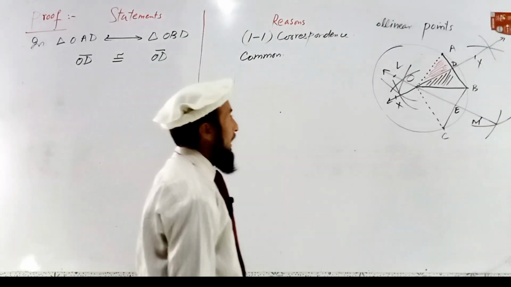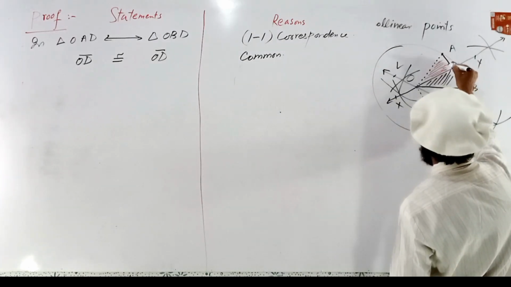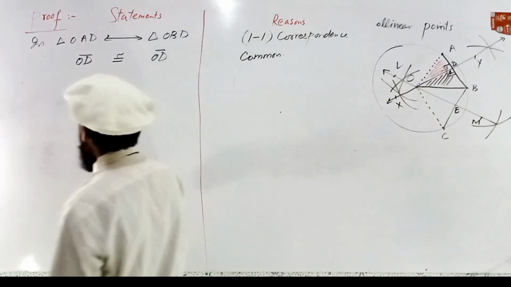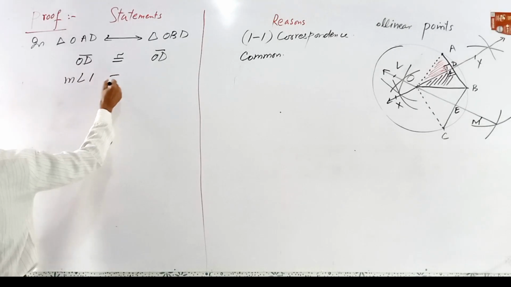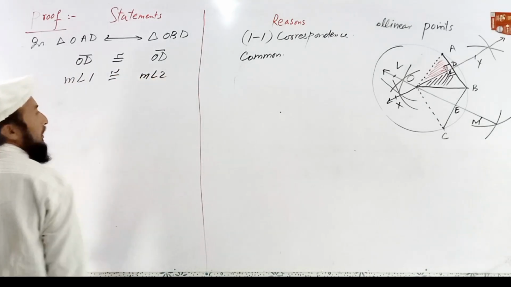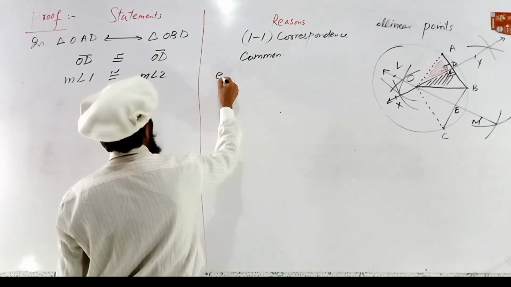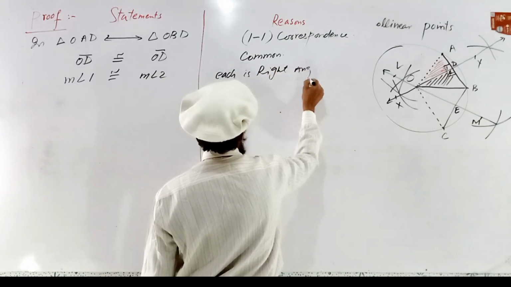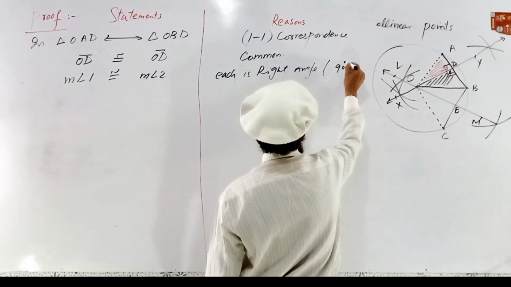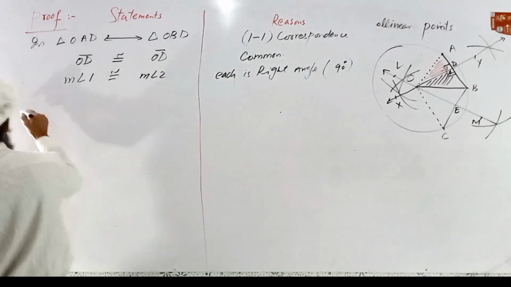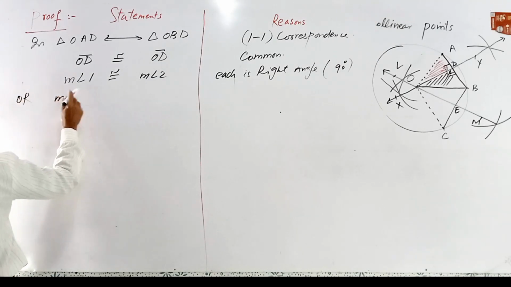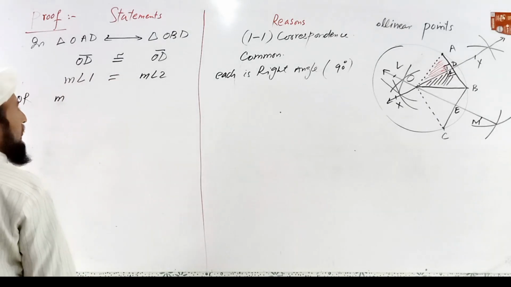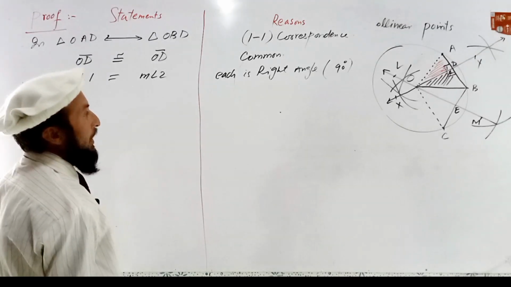Similarly, this is OD. This is the right bisector. It means that we can give the names 1 and 2. We can write measurement of angle 1 is also congruent to measurement of angle 2. Each is a right angle, which means it's 90 degrees. If we put the measurement, the congruency changes to equality. So measurement of angle 1 is equal to measurement of angle 2.